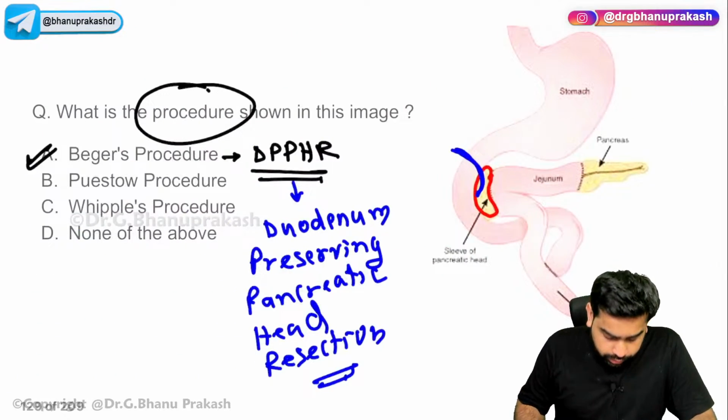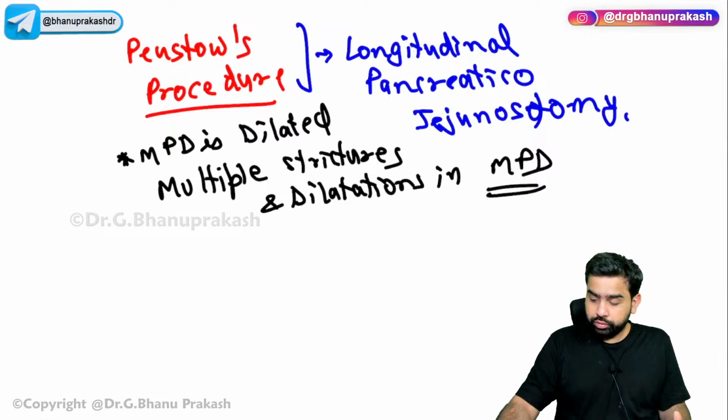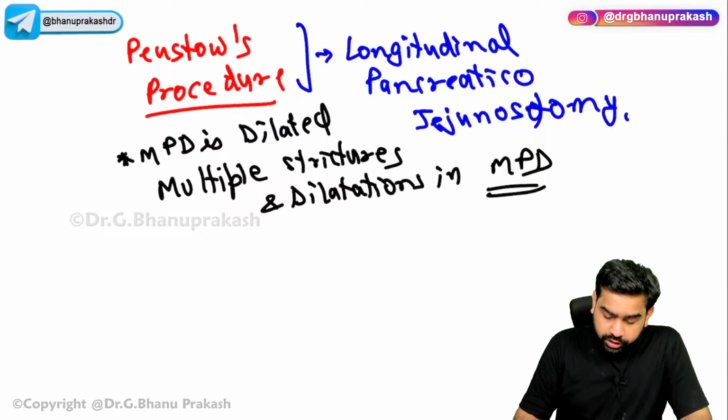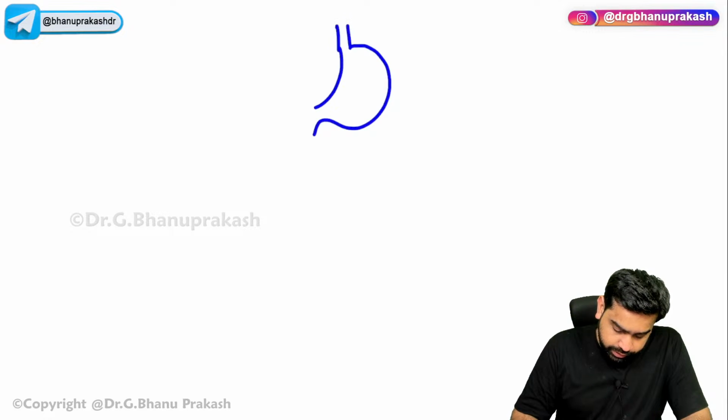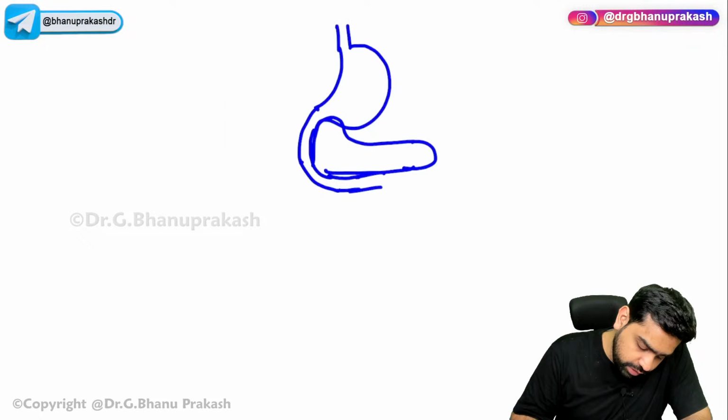Okay, now Whipple's procedure is nothing here. What we basically do is we remove everything. So in the Whipple's procedure, let's say this is the stomach, this is the loop of the duodenum, and over here we have the pancreatic tissue like this, and over here we have the liver.